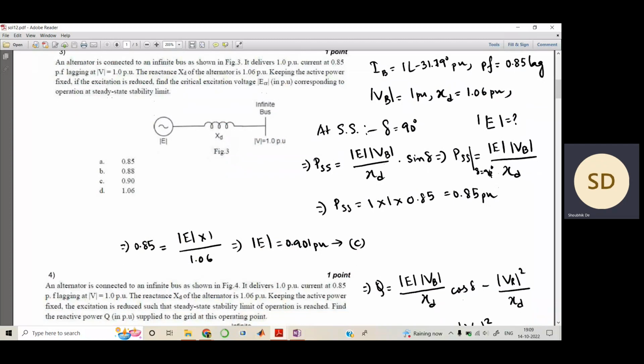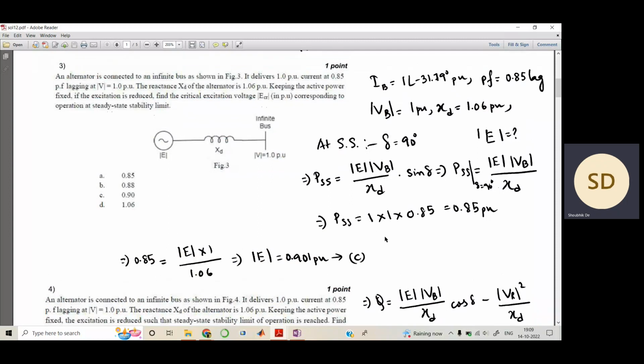Now we know this, so we can replace this value in this formula, and we get the magnitude of the excitation voltage, which is 0.901 per unit, which is option C. So, a pretty simple problem, because we had been told that this was operating at steady state power. This made the whole problem pretty simple, as we were also given all the details of the infinite bus. So pretty simple problem. I hope this was clear.